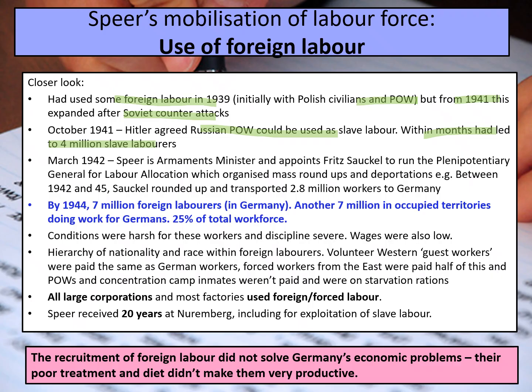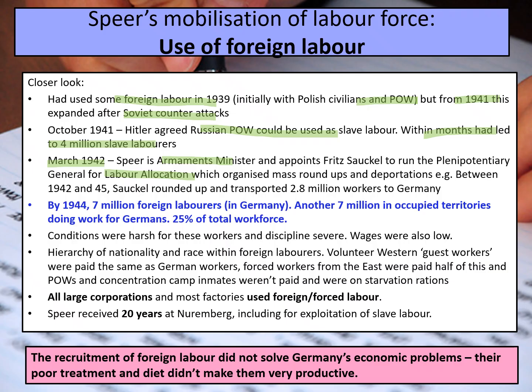Now, from March 1942, this is when we get a much greater use of slave labour. Remember, that's when Speer is appointed armaments minister, and he then appoints Fritz Sauckel to run the plenipotentiary general for labour allocation. Now, this is essentially the organisation that is thinking about mass deportation and mass enslavement of people and forcing them to go to work for the German wartime economy.